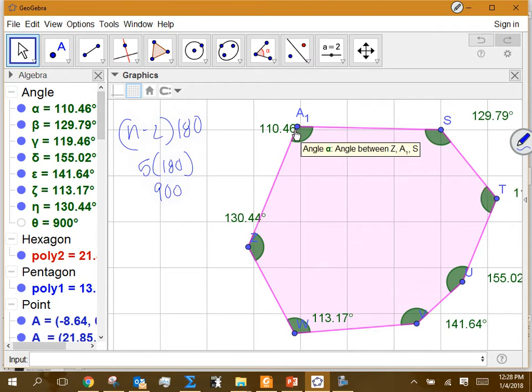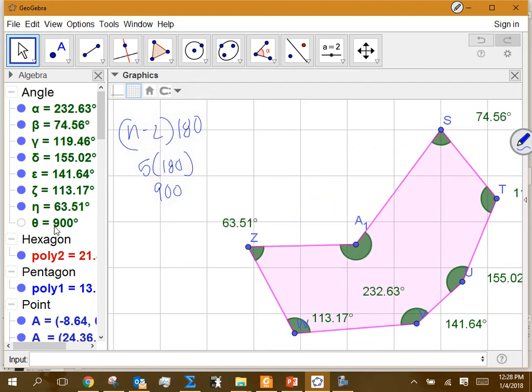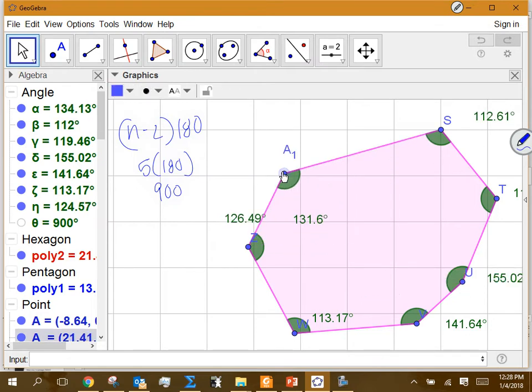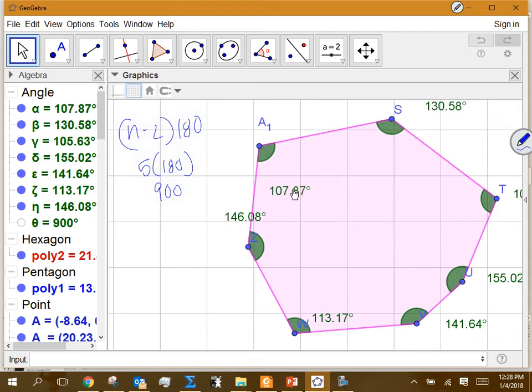The reason I want to maintain it as convex is because when we do this, we still get 900 degrees here, right? But we look at this angle here of 232.63, which is bigger than the 180 degrees that we've been talking about. So I want to deal with, right now, just convex polygons. Is that all right with everybody?